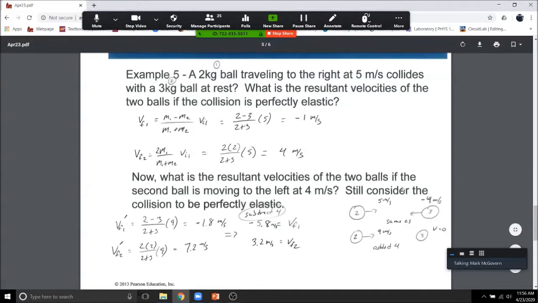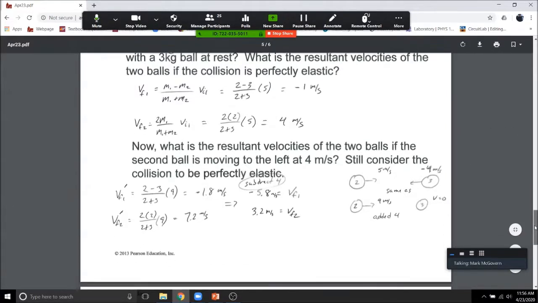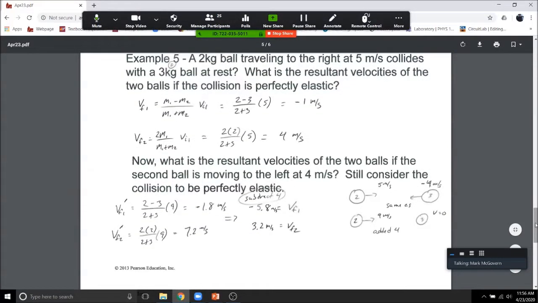Okay, so now, what if we want to know what the velocities of the two balls are, and the second ball is moving at 4 meters per second to the left. So now that ball is not stationary. Now it's moving toward the other ball. And so what you'd have to do here is, and you can see my little picture that I have on the right there.